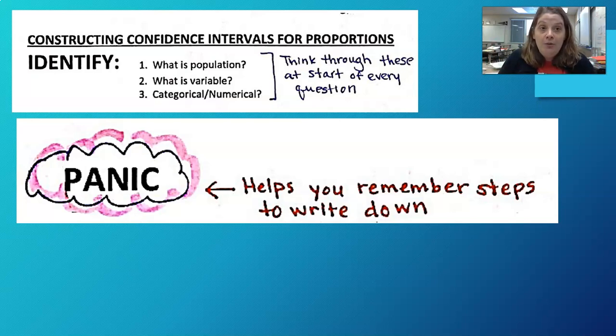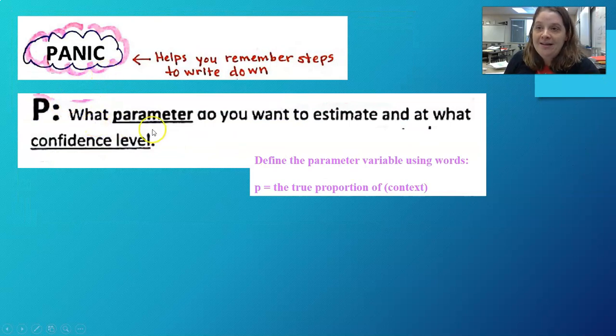And then you are going to PANIC. Now, PANIC is a mnemonic to help you remember the steps to do. You don't have to necessarily do all these steps in this order, but as long as you do, you should get everything you need. So PANIC. The P of PANIC says, what parameter do you want to estimate and at what confidence level?